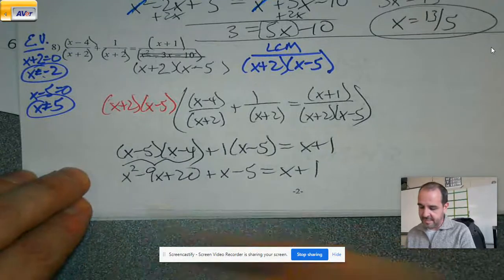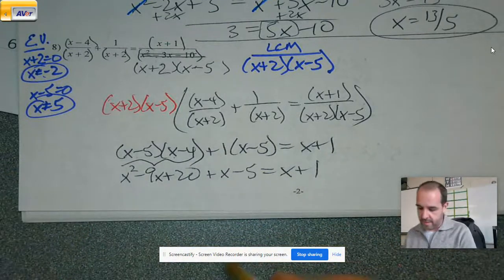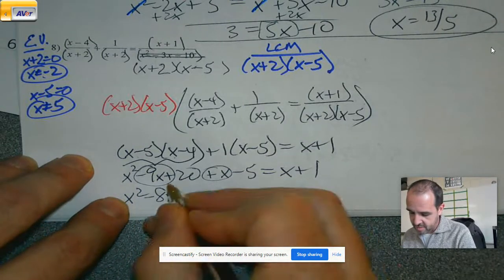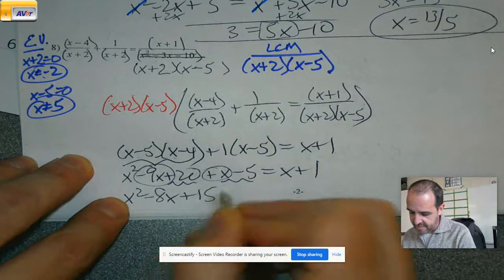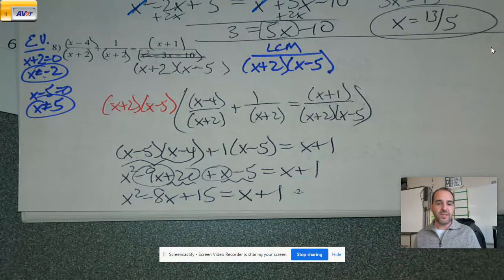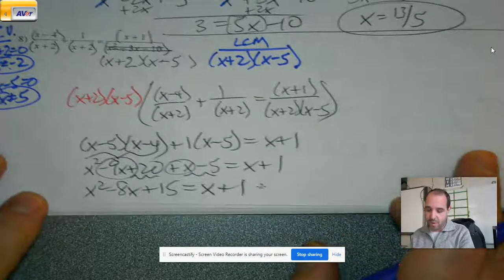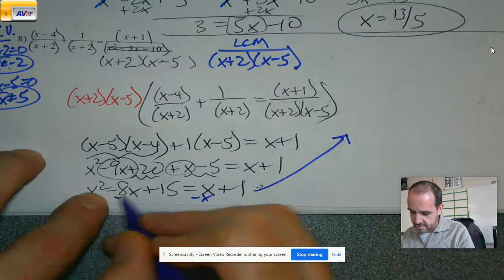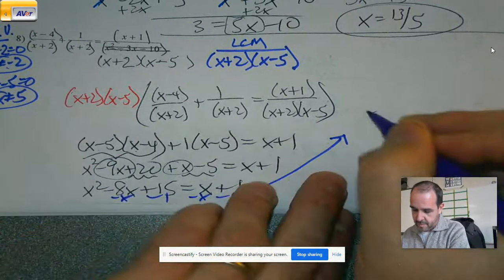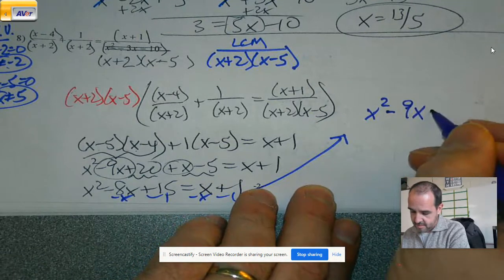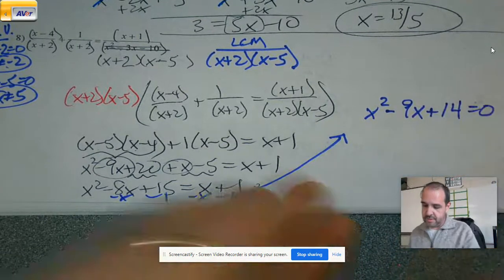Okay, let's get this cleaned up because I got lots of like terms over here. So negative 9 plus 1 is negative 8. 20 minus 5 is 15. And now that I see I do have one squared term. Okay, so what does that mean? It means I want all my terms on that x squared side and a 0 on the other side. So we're probably going to be able to factor this. We're going to find out. So we're going to minus x. We're going to minus 1. X squared minus 9x plus 14 equals 0.